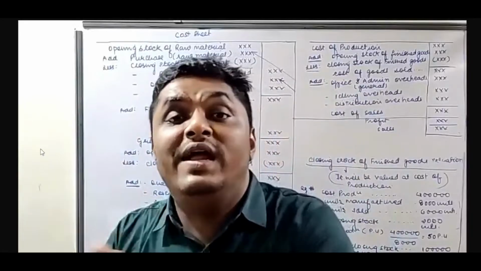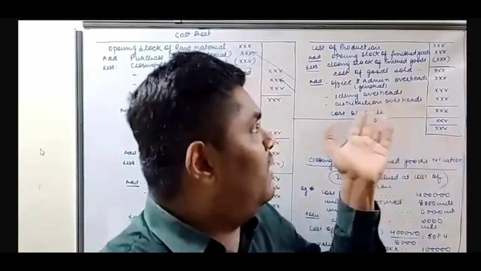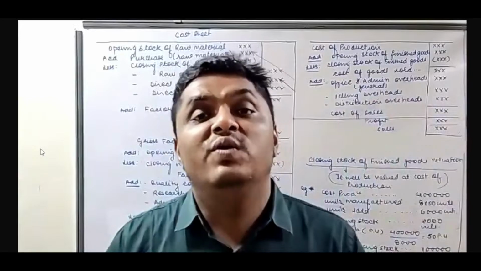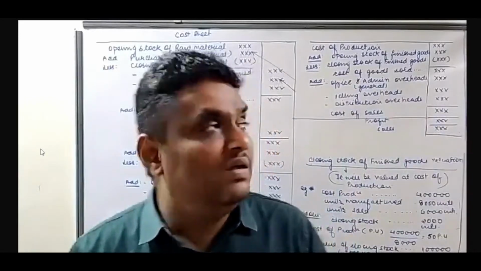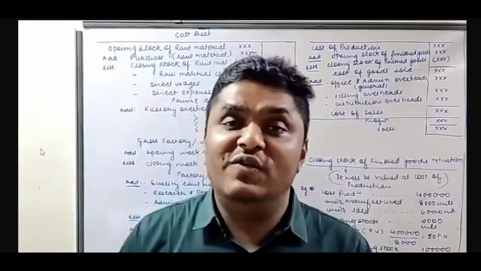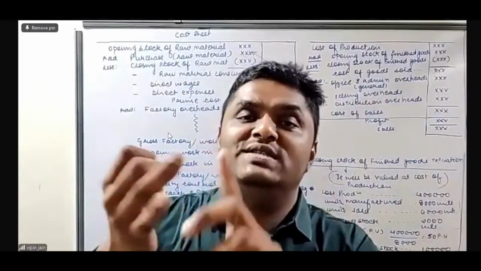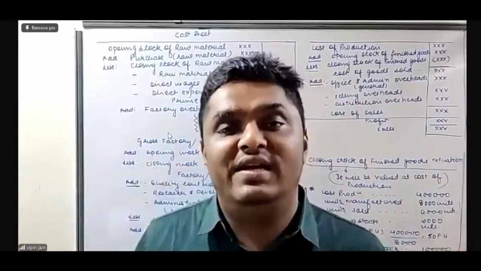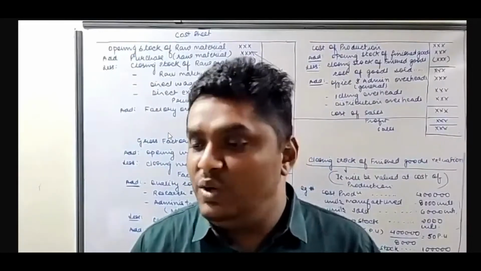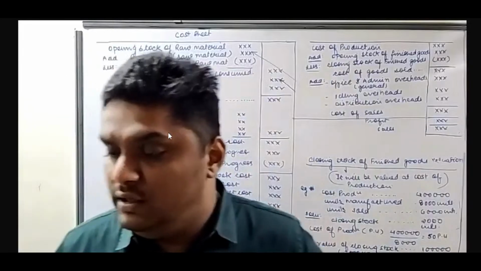So it means what? We will get the units sold, and the amount we will get is what? The cost of units sold, that is, the cost of goods sold. After calculating cost of goods sold, the remaining costs, office, selling, and distribution, we will get the cost of sales. So this is all about the format of the cost sheet.